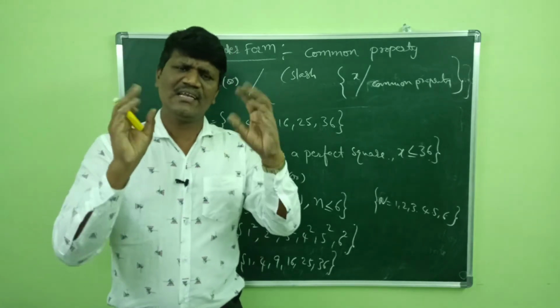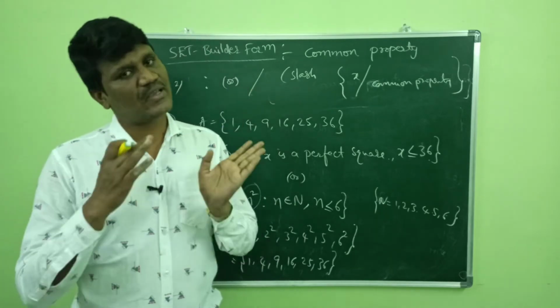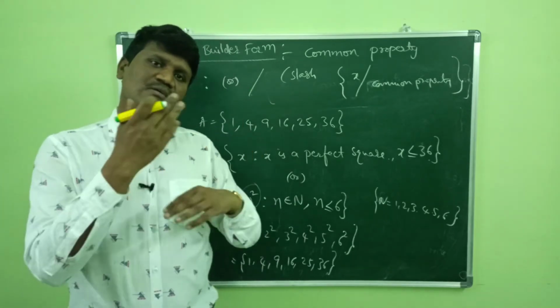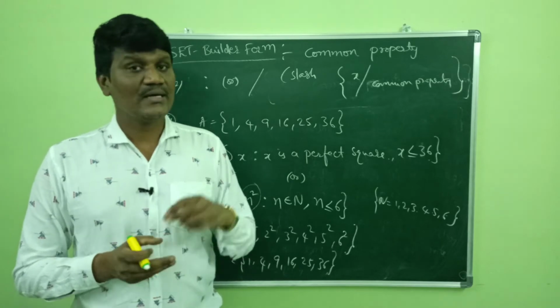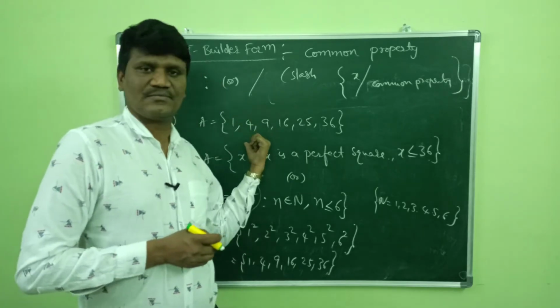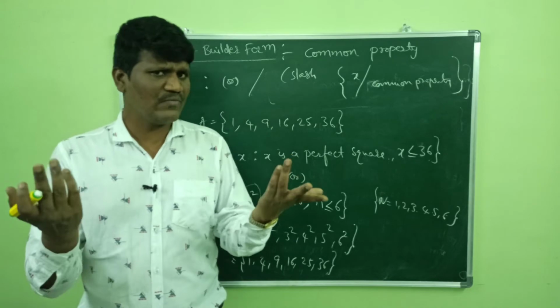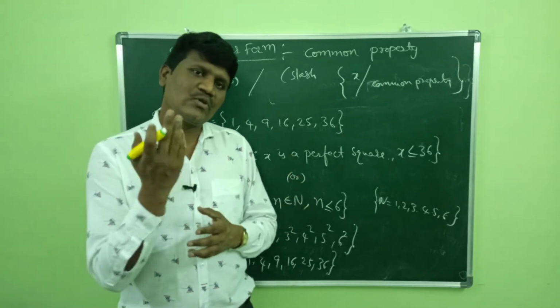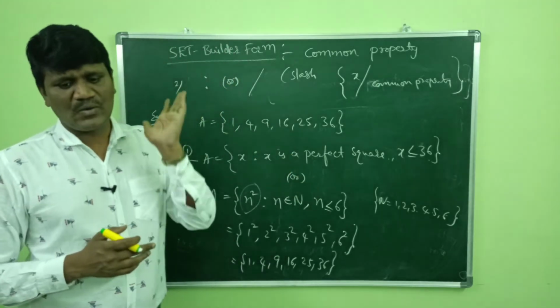So like that, any list of elements or any roster form we can write into set builder form using more than one method, depending on the question. Sometimes we can get only one method, sometimes we may get more than one method also. Let us see one more example.